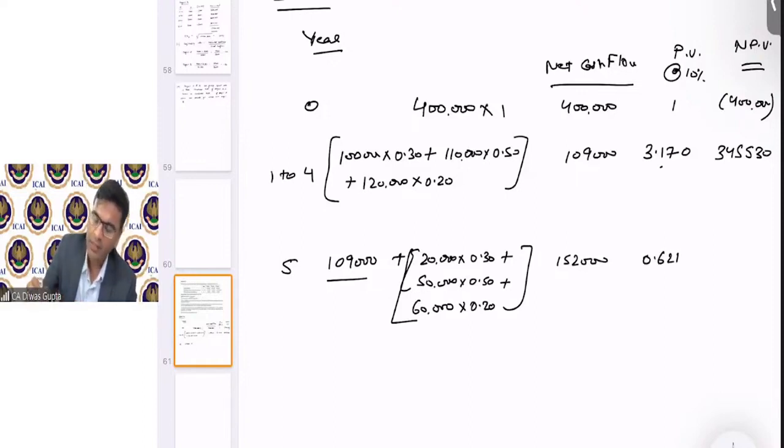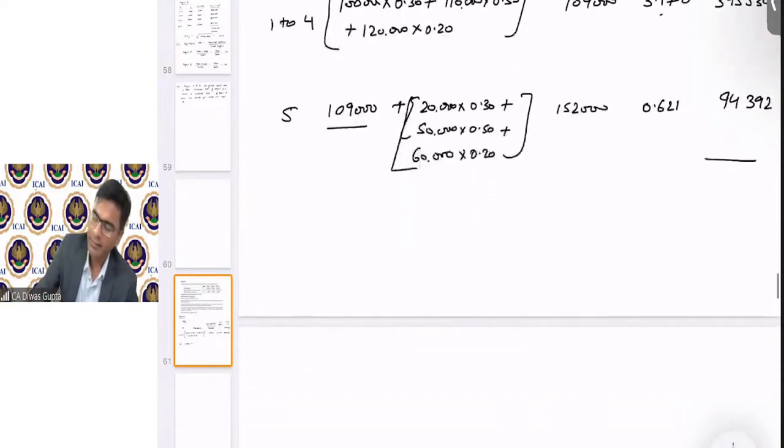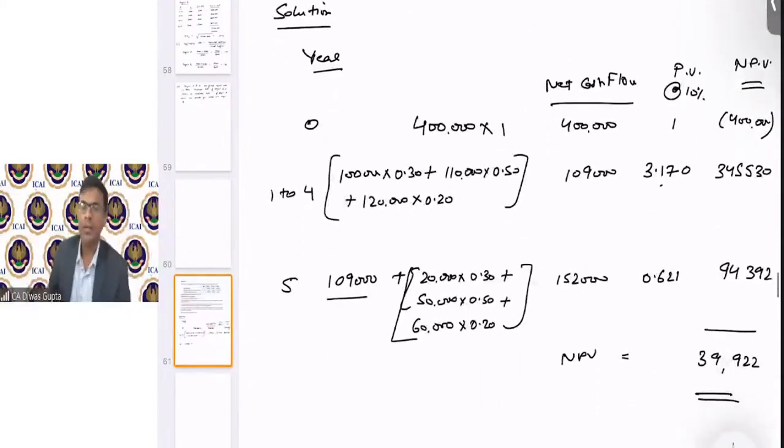So the sixth year 10% present value factor is 0.621, and hence the amount comes as 94,392. The total comes as NPV is equal to 39,922. Very easy and very simple till now, students.